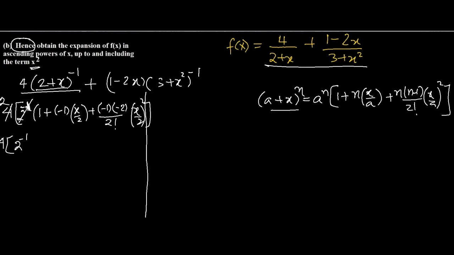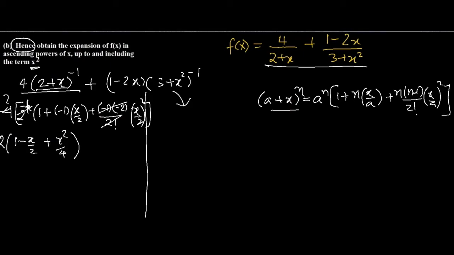So let me redo this. This was minus 1, and this got cancelled out. So 2, 1 minus x over 2, and this plus 2, this is also plus 2, they are also gone, plus x squared over 4. This is the expansion of the first part.